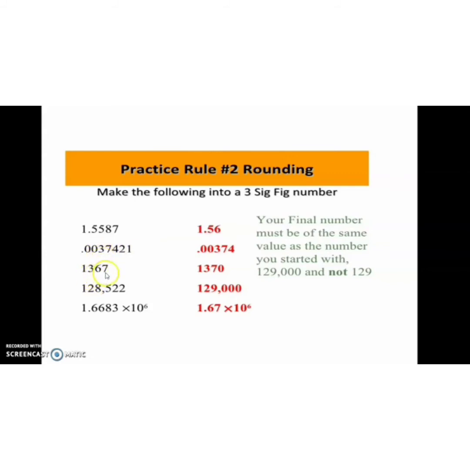Then 1367. The last number is greater than 5, so we can round to 1370. 128522, we can round to 12900, not 129. So 1.6683 we can round to 1.67. In these two cases, 1367 and 128522, we can round it to the exact digit. That's why it becomes 1370 and 12900.